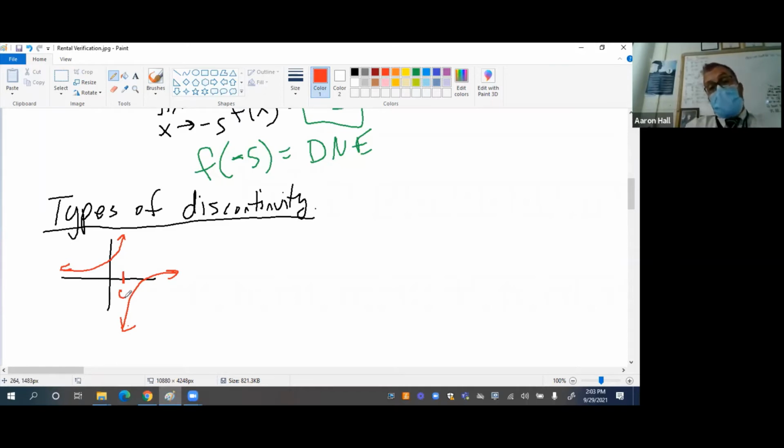It's discontinuous because of infinite discontinuity. We can see if we approach that C value from the right-hand side, we go to negative infinity. And when we approach from the other direction, we go to infinity. So the discontinuity is called an infinite discontinuity.